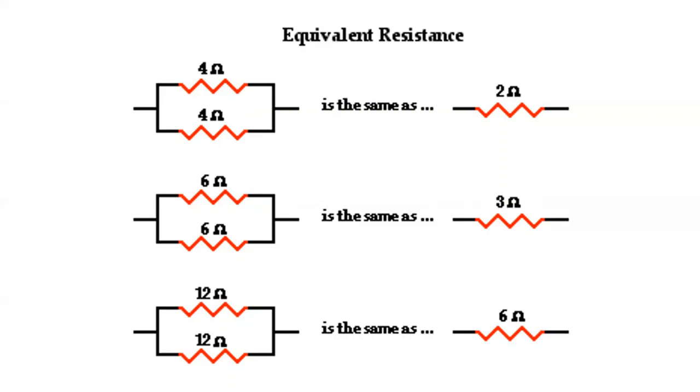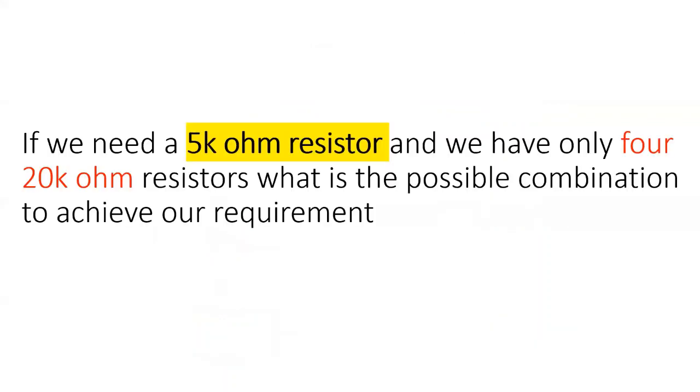Please bear with me, though it's a bit theoretical, this is very much useful when we are doing our own circuits. These are some cases that occur when we are building our circuits. If I need a 5 kilo ohm resistor and we have only four 20 kilo ohm resistors, this happens when we check our box and are left with only four 20 kilo ohm resistors, but we need a 5 kilo ohm resistor. What are the possible combinations that we need to make to achieve our requirement? Come on, pause the video and think about it.